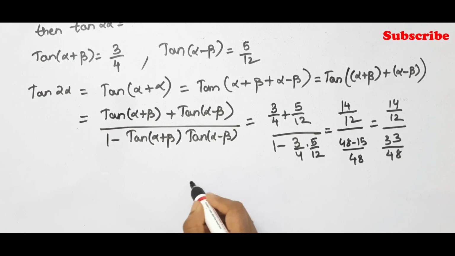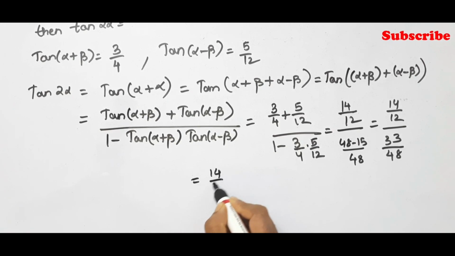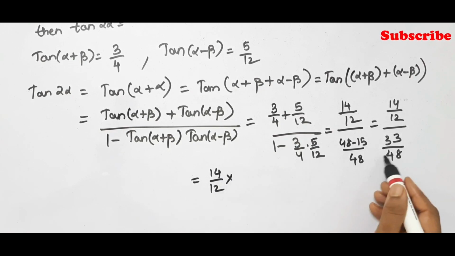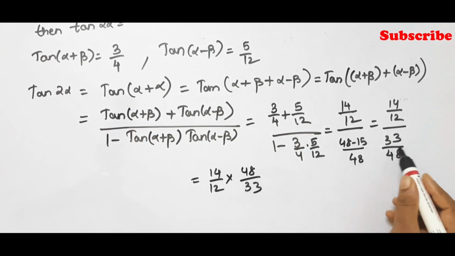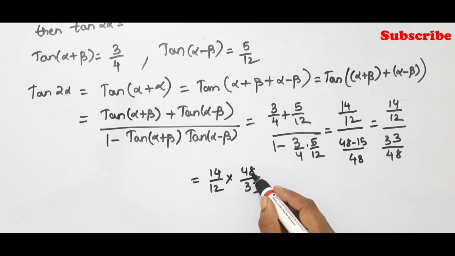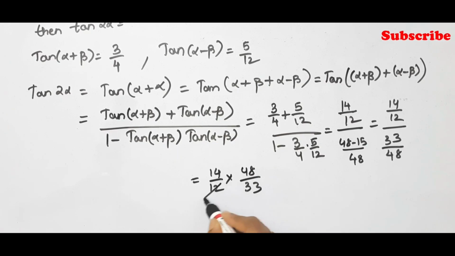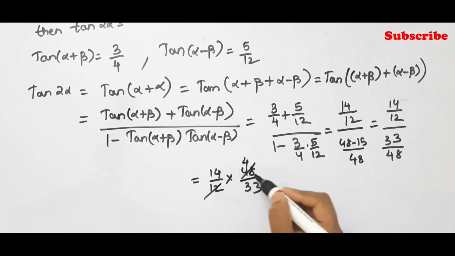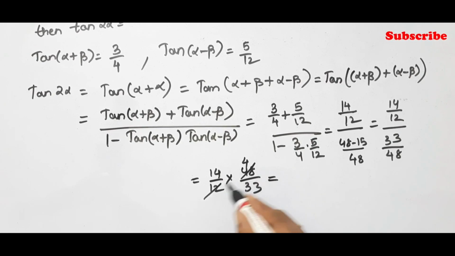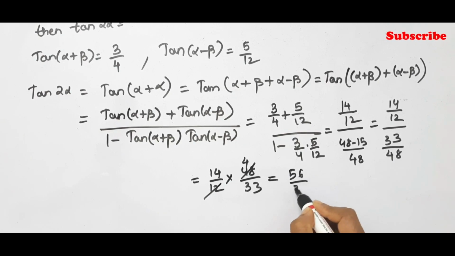So if you further calculate, this becomes 14 by 12 into 48 by 33. I brought this 33 by 48 to the numerator, so this becomes 48 by 33. So 12 4s are 48, is it not? So this will be 56 by 33. This is the final answer.